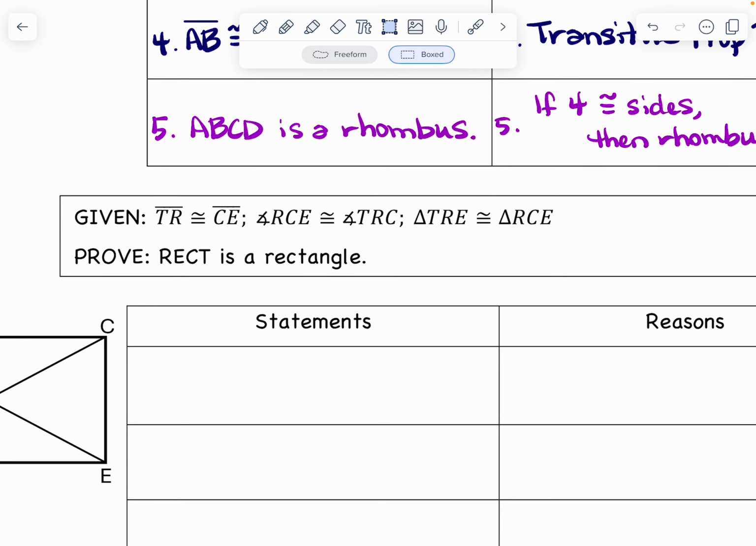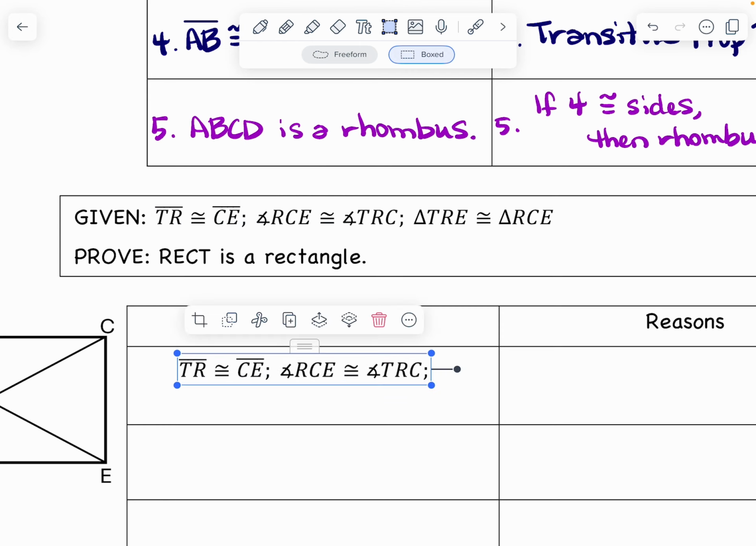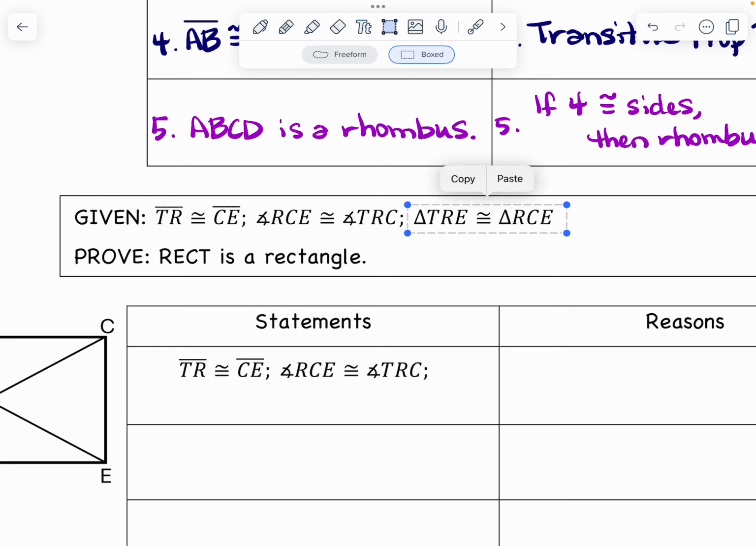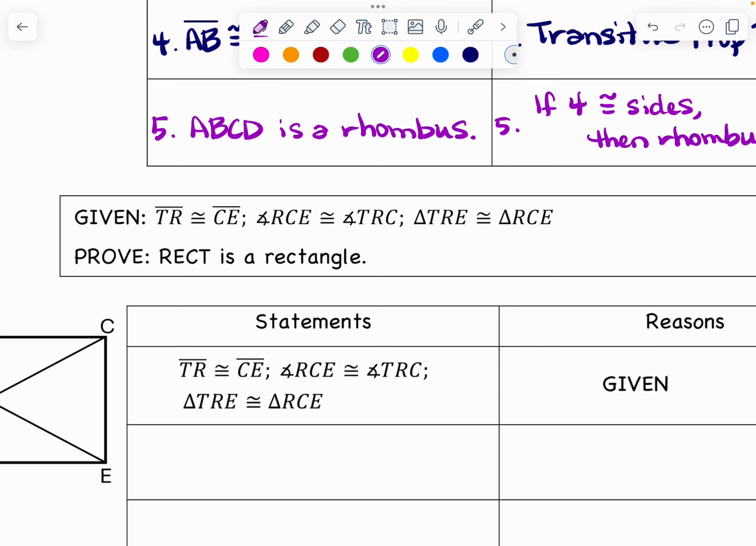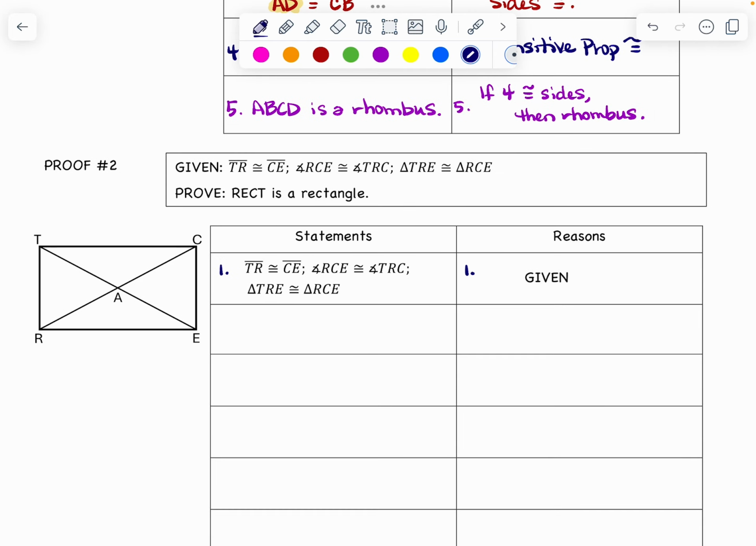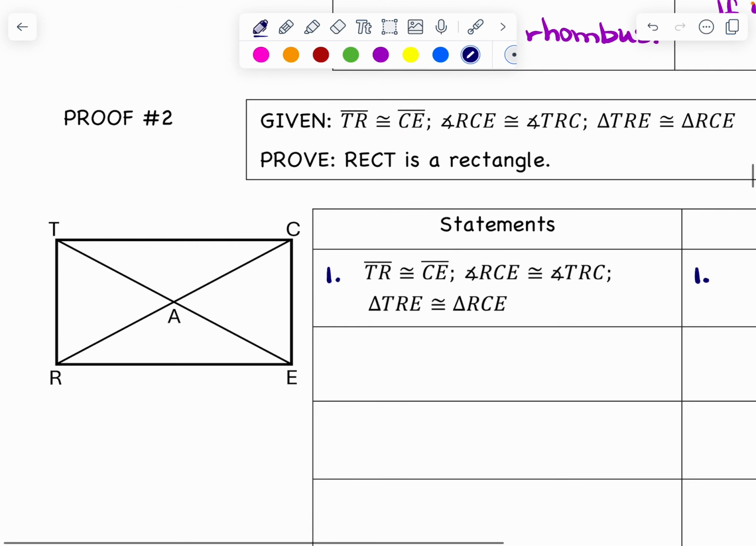This is proving that this is a rectangle. Okay, so again, give me a second. I'm going to copy and paste all my givens here. There's lots of information, which is good. The more information, usually the easier the proof's going to be. All right. And I'm going to label that box number 1. Again, feel free to pause the video if you need to.